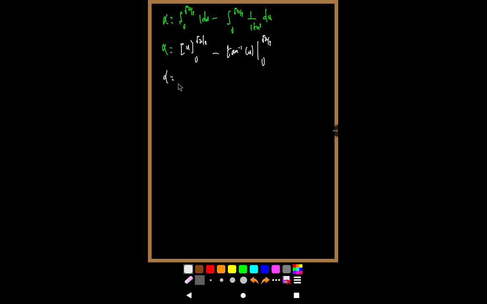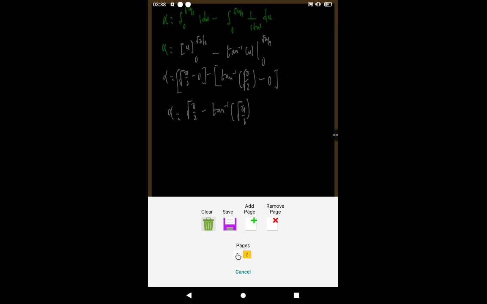All right, so we have alpha equal to, if we apply the limit here, square root of pi over 2 minus 0. Then minus, applying the limit here, arctan of square root of pi over 2, minus arctan of 0, which gives us 0. So alpha is equal to square root of pi over 2 minus arctan of square root of pi over 2. All right, that is cool. I think we are done with alpha, so we should be able to complete the work.